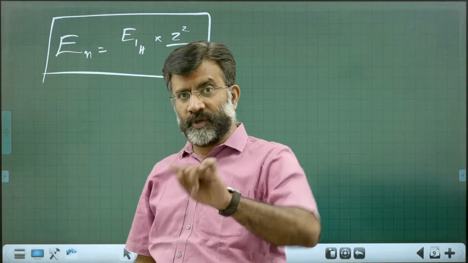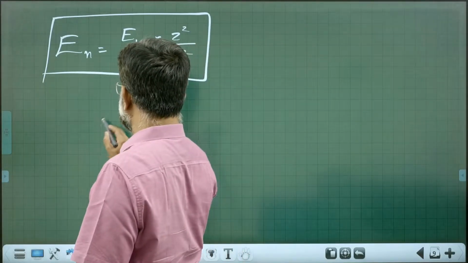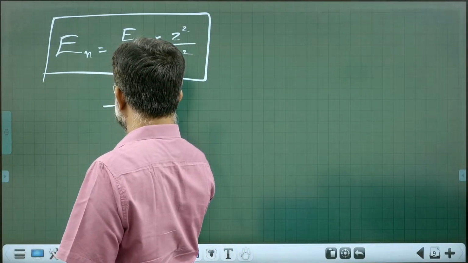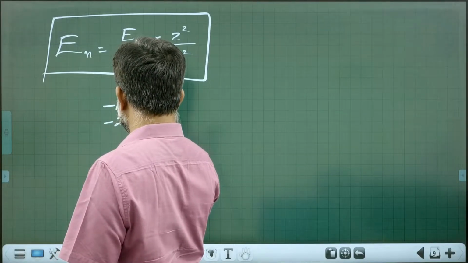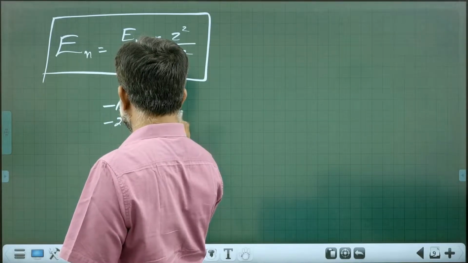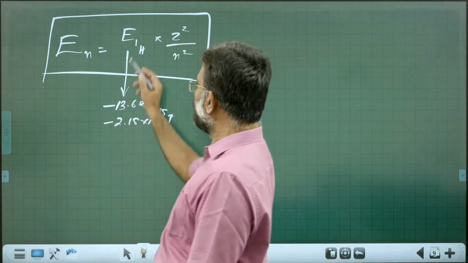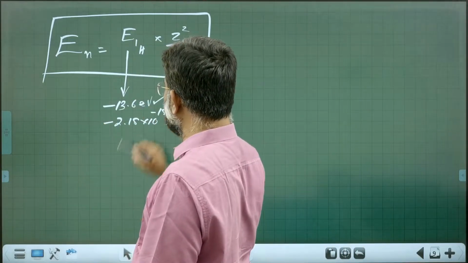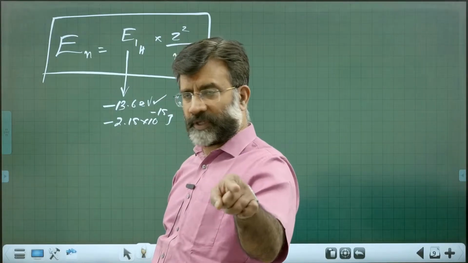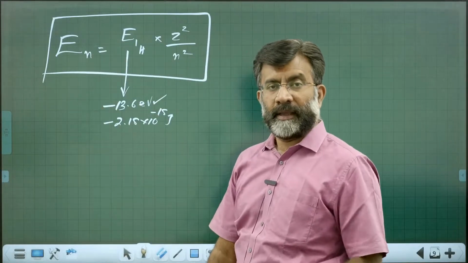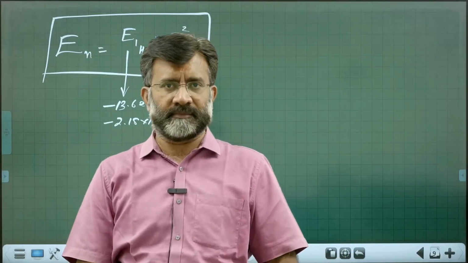En, energy of nth orbit, is equal to energy of first orbit of hydrogen, into Z square by N square. What is the energy of first orbit of hydrogen? Minus 13.6 electron volt, or minus 2.18 into 10 power minus 18 joules. Right? You know those constants. Z is the atomic number of the species, and N is the orbit number.